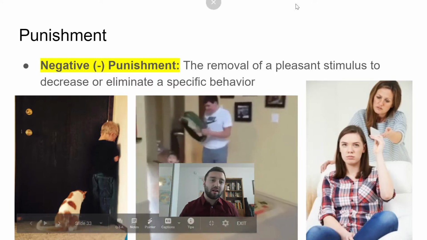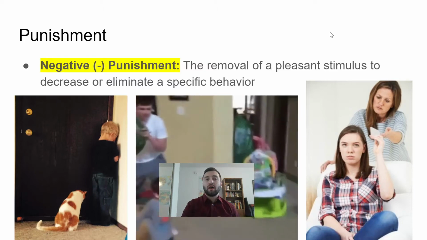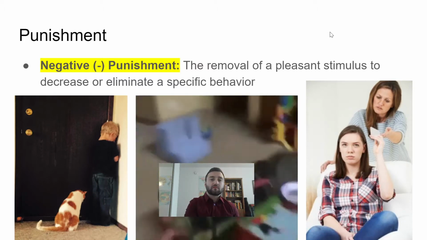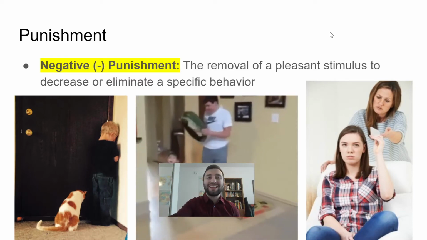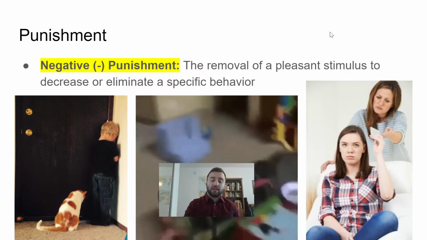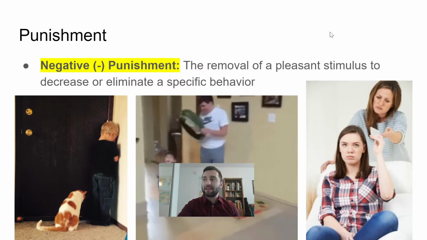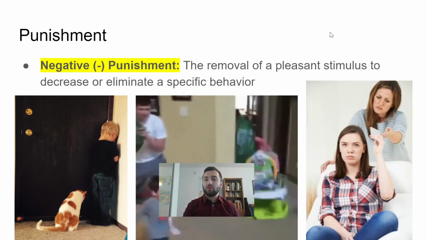All right. Our next example is a negative punishment. So, again, a negative punishment, you can just think about it as the opposite, where our negative punishment is we are going to remove a pleasant stimulus to, again, decrease a behavior. So positive, we're adding something in that we don't like. Negative, we're taking something away that we do like.